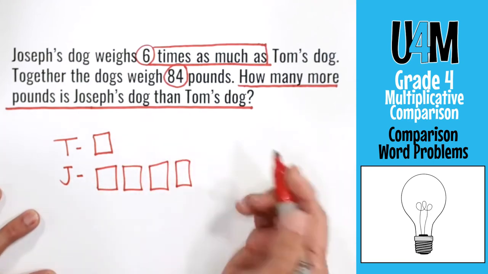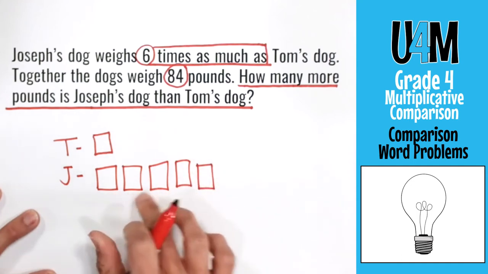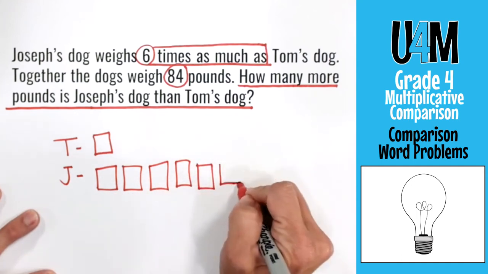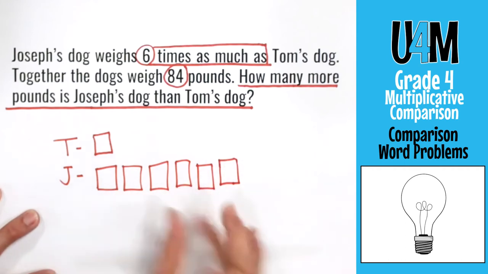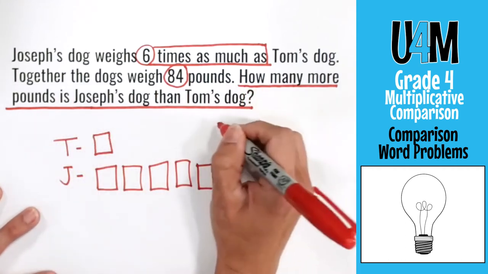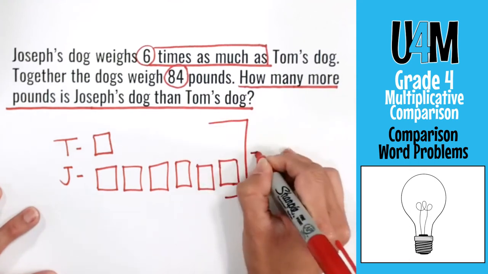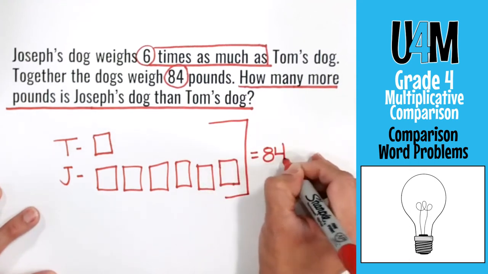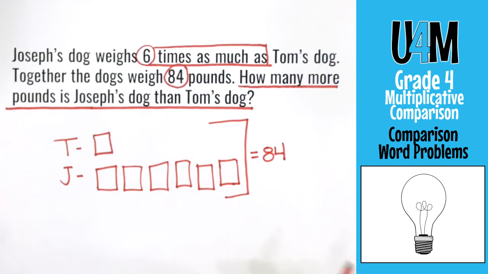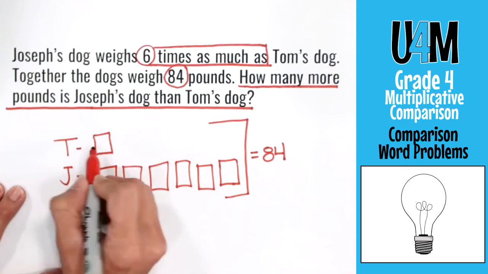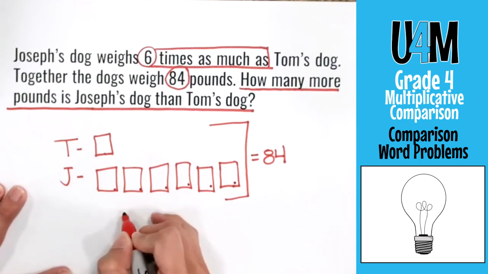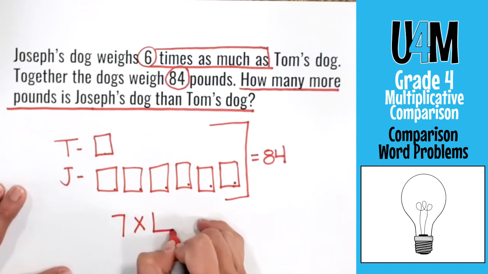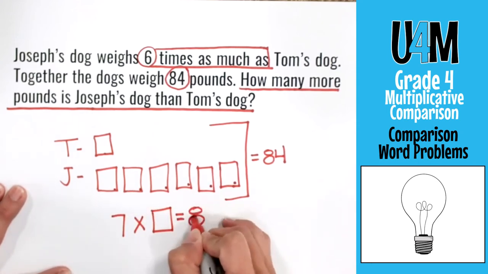Now you could also use blanks here, but I like to use boxes because that way students have something to fill in, and they don't lose their dashes into each other. So altogether, the dogs weigh 84 pounds. 84. Now, just like before, we're going to count up all the boxes to create our multiplicative comparison. 1, 2, 3, 4, 5, 6, 7. So 7 times box equals 84.